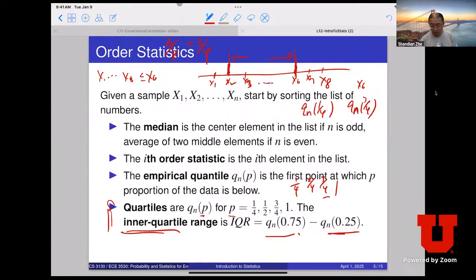We're probably going to relook at the definition of quartiles, the interquartile range, those kinds of things when we talk about confidence intervals and hypothesis testing. But they won't be the focus of our lectures, so don't worry too much about that. But we request everybody to try to understand the definition here.